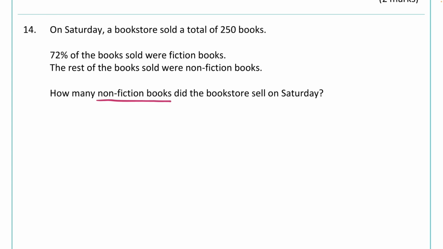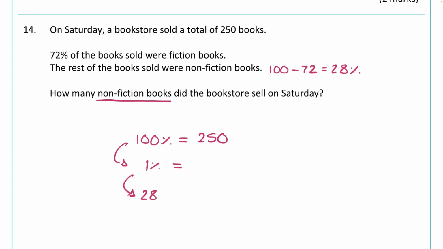Completely up to you. It's the same amount of work either way, but we can do 100 take away 72, which leaves us with 28%, and then just work out 28%. Now, there are a couple of ways to work out 28%. Probably the easiest way is we could just do it using the concept of 100% being 250, and then just go down to 1%, and then turn that into 28%.